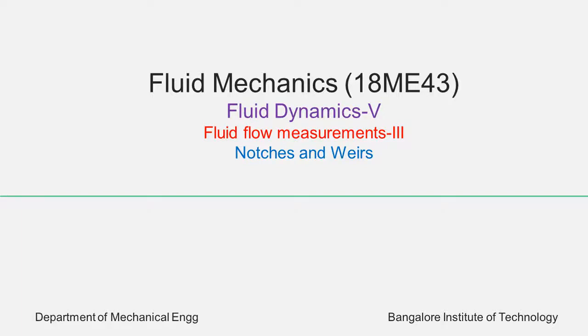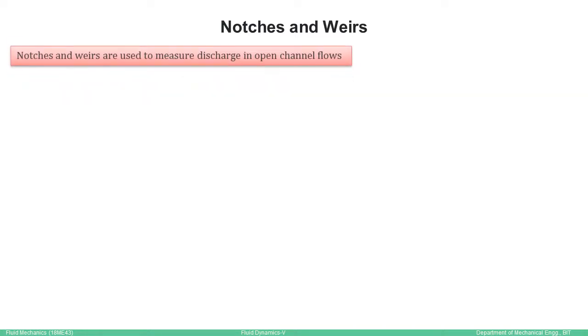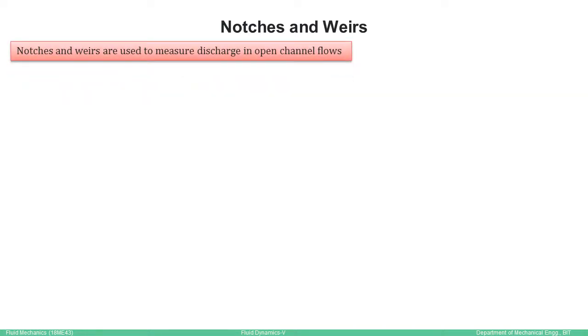Dear students, in this video, I am going to explain about notches and weirs, the working principle, and discharge equations. Notches and weirs are basically used to measure discharge in open channel flows, whereas venturi meters and orifice meters are used for measuring discharge through pipes.